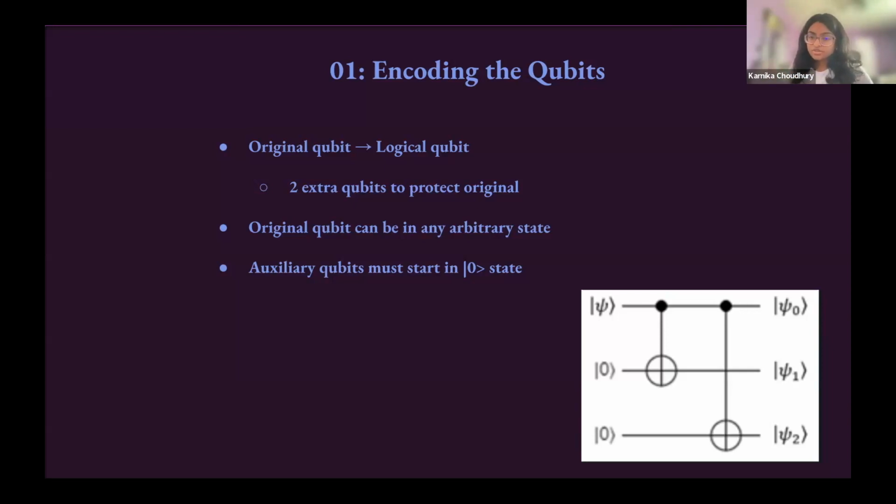We use CNOT gates to do that, where we entangle the original qubit with the first ancillary qubit, and the original one with the second ancillary qubit. The original qubit can be in any arbitrary state, whatever message you're trying to send, and the ancillary or auxiliary qubits must start in the 0 state.